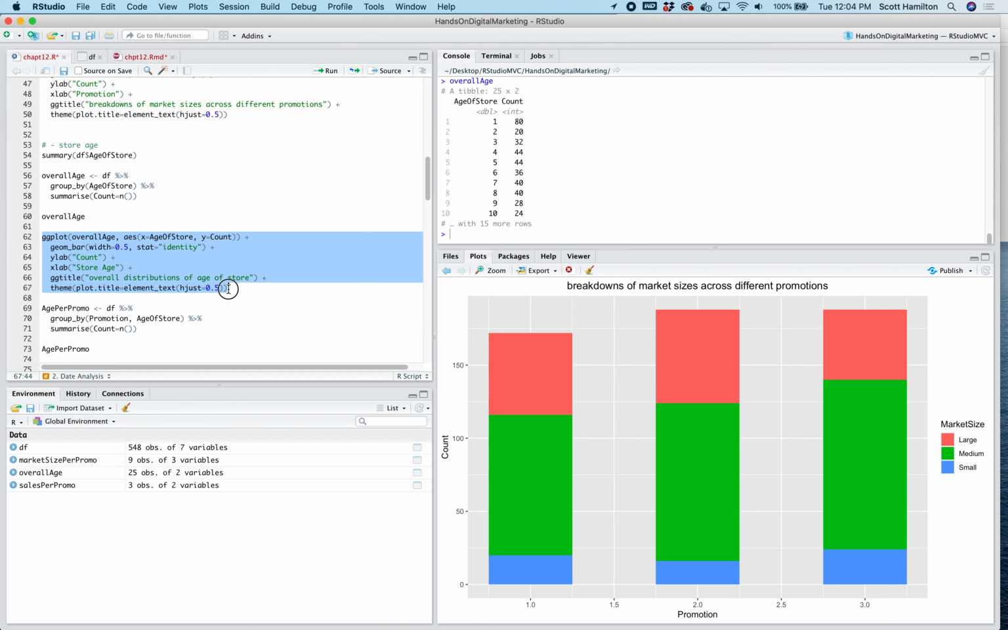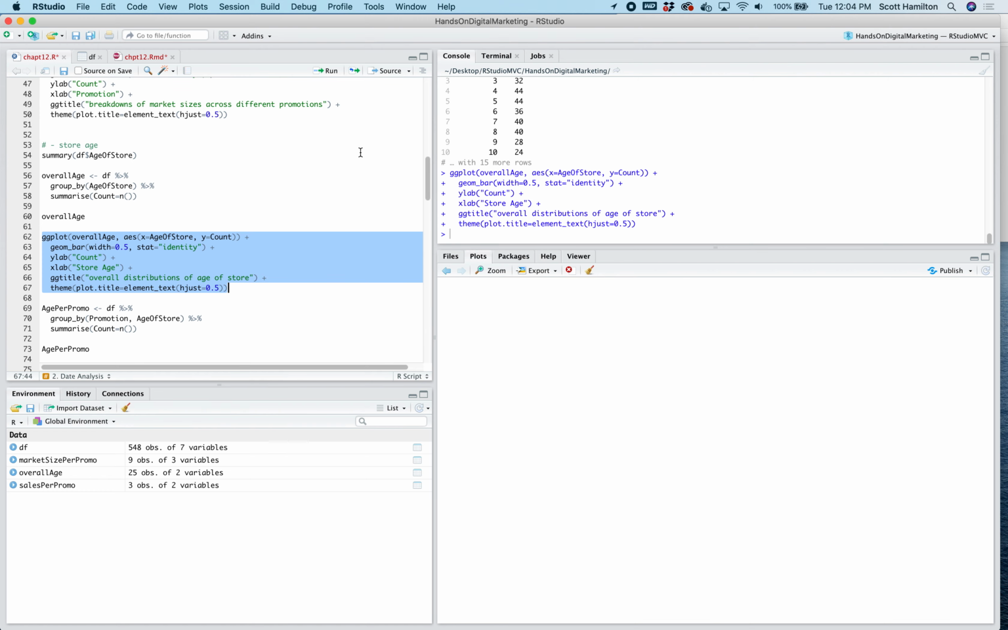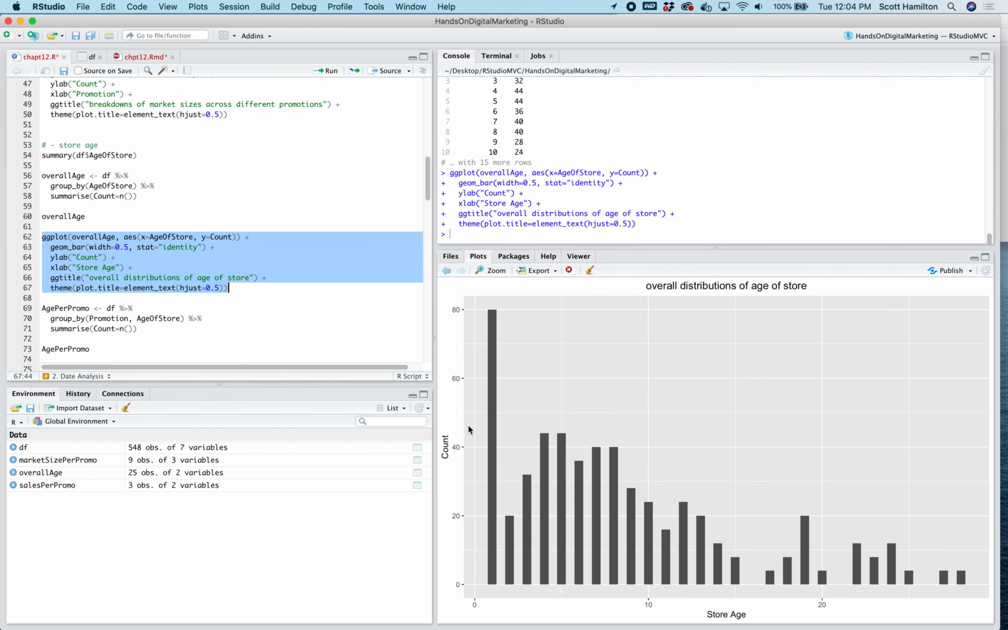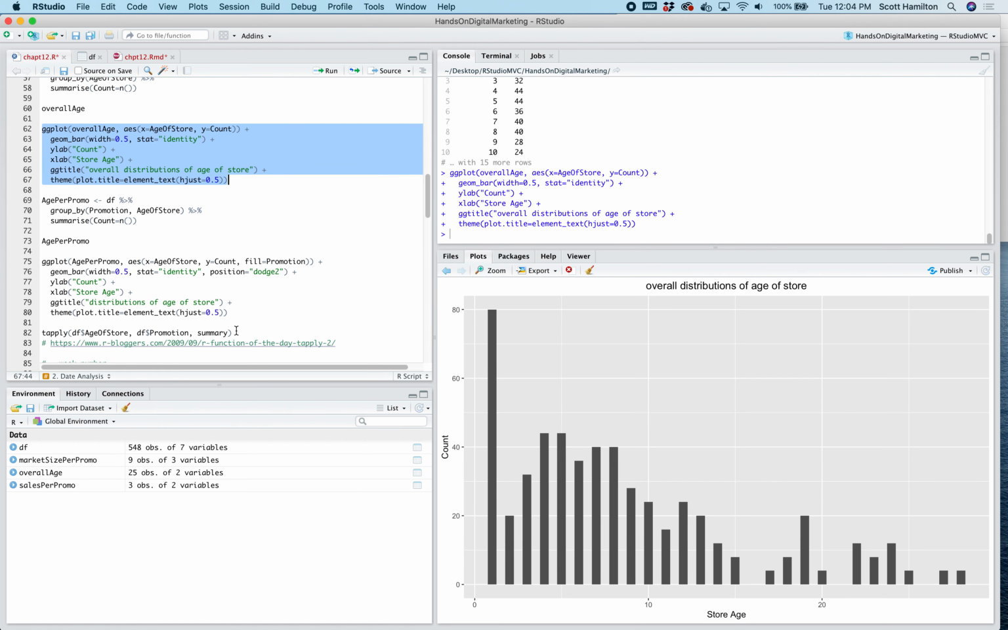Again, we can visualize that by looking at a ggplot. And now we can visually see that 1 week is really where the most stores are. And it looks like the majority of our stores fall below that 10.